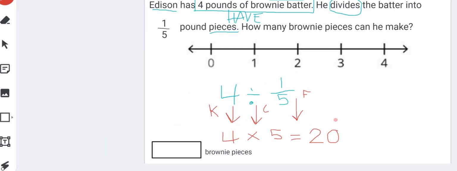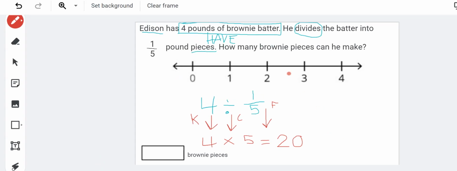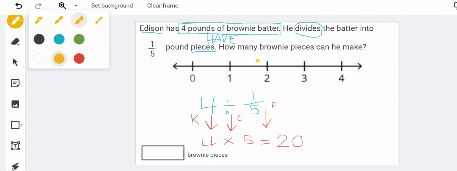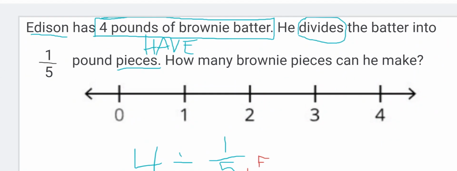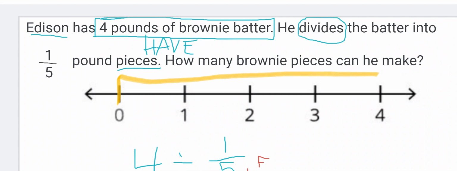Now, I do also notice that they gave me a number line, which I could use to solve this problem. So Edison has 4 pounds of brownie batter. So I'm going to use my highlighter tool. He has 4 pounds. So I'm going to shade in. Do you think I'm going to shade in 1, 2, 3, or 4 pounds? What does he have? That's right, he has 4. So I'm going to shade in 4.